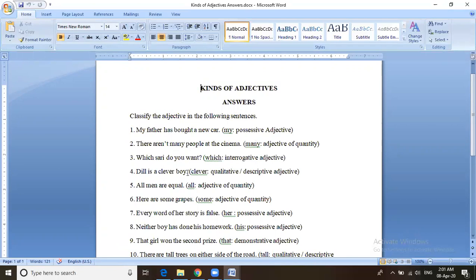Dill is a clever boy. Clever is a qualitative or a descriptive adjective. All men are equal. All is an adjective of quantity. Here are some grapes. Again, some is an adjective of quantity. Every word of her story is false. So her here is the possessive adjective.